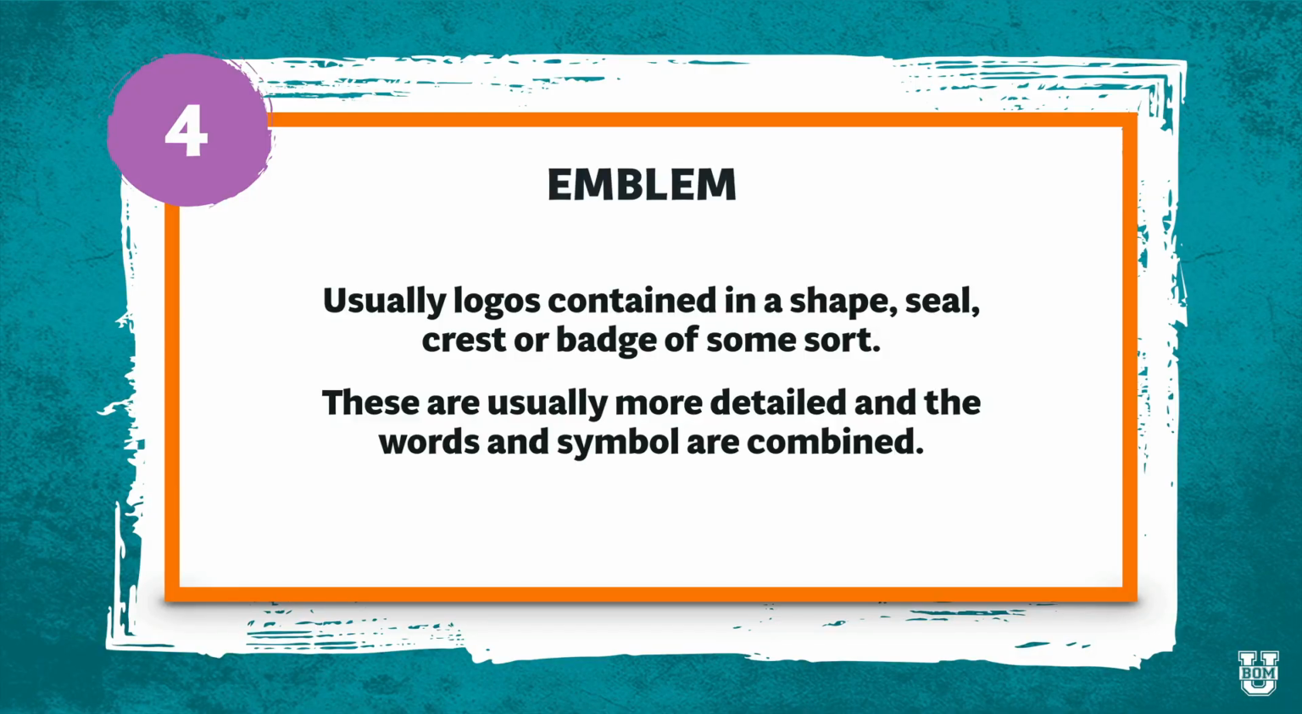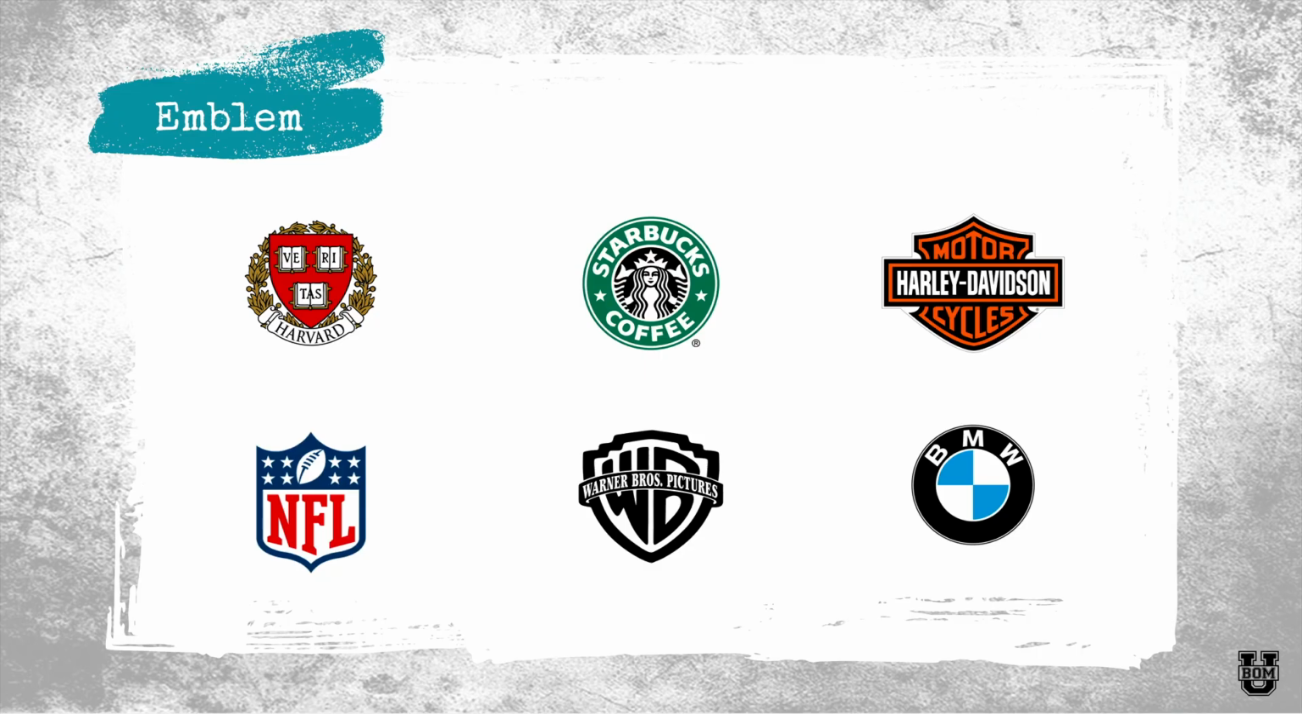Next up, we have an emblem. So these are usually logos that are contained in a shape, seal, crest, or a badge of some sort. And these are usually more detailed, and the words and the symbols are all combined into one thing. So some examples would be Harvard. A lot of universities you'll see will have these sort of seals. Starbucks, Harley Davidson we looked at earlier, NFL, Warner Brothers, and BMW. These tend to get more detailed as well and have a lot more components, and are oftentimes conceptual, because there's so many things going on in these logos. Each one of those things typically means something.